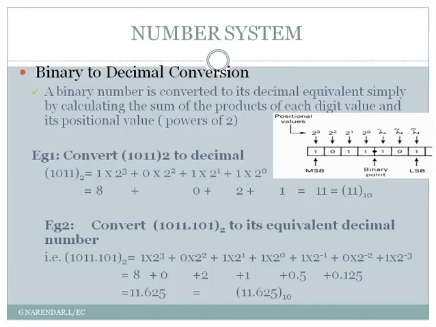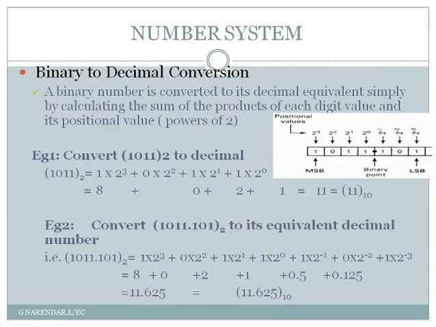and I can say that this 11 is the decimal equivalent of the binary number 1011, or I can say that the 1011 binary number has the decimal equivalent of 11, right? So I think you have understood this example. So here we have converted a binary number which has only an integer part.